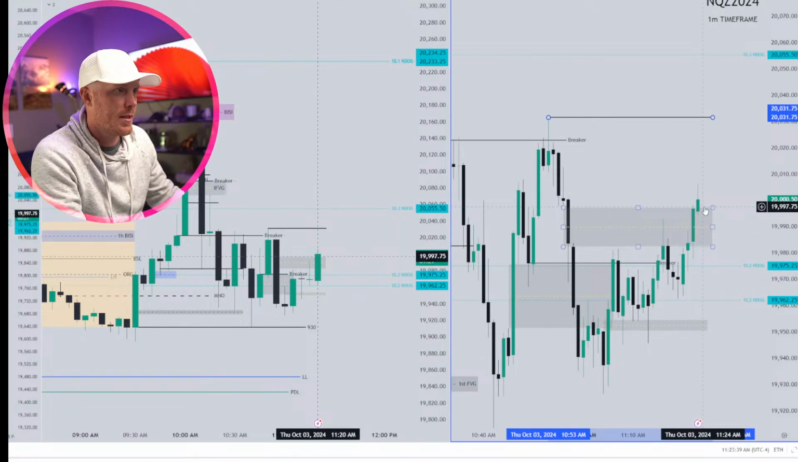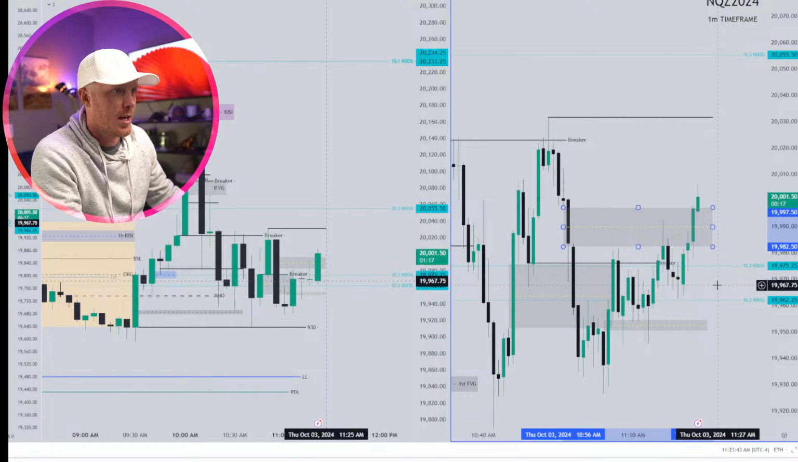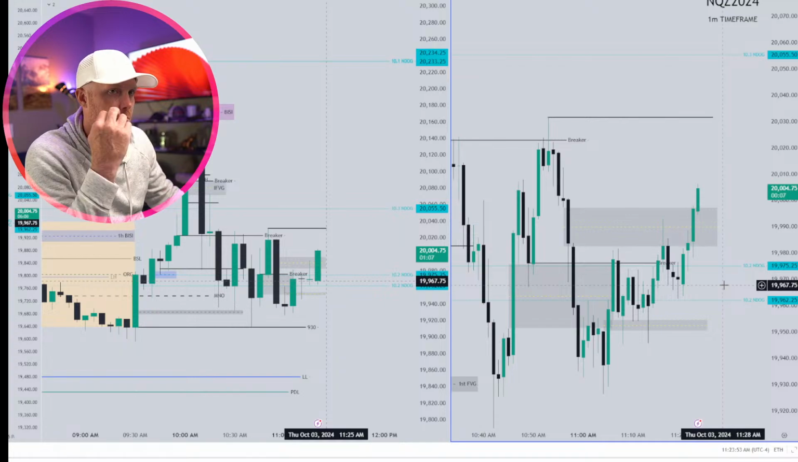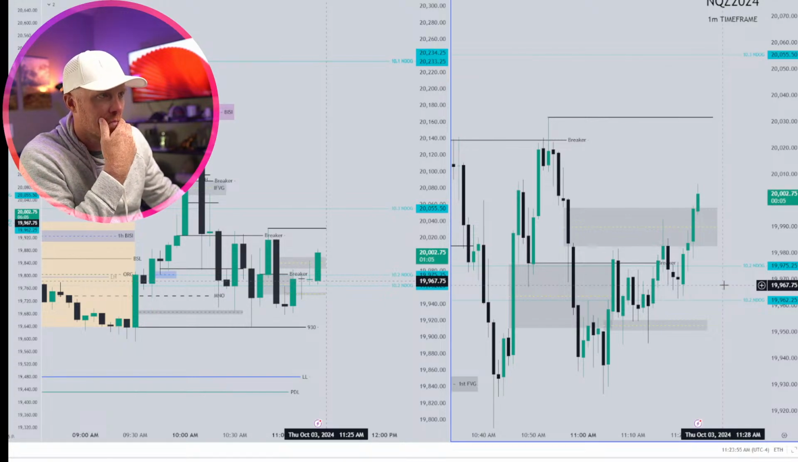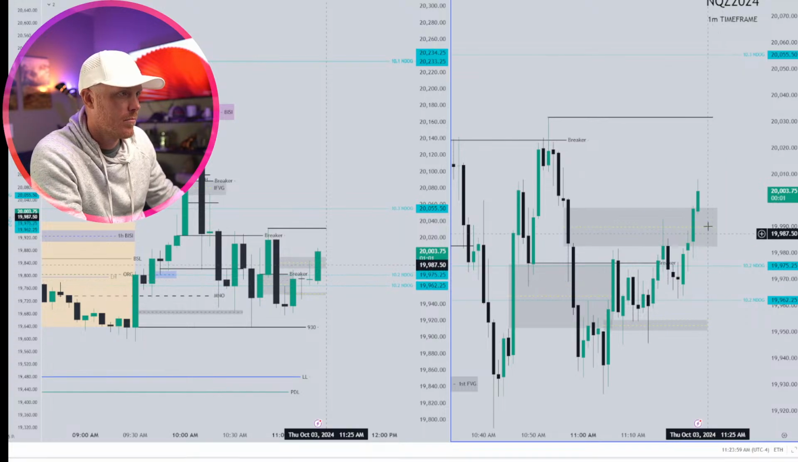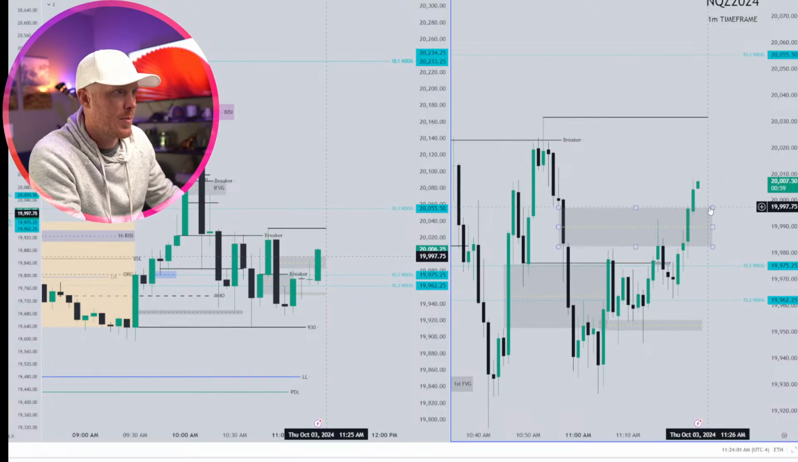So we'll take this and try to manage our risk appropriately. This fair value gap is about 15 handles. I would want to wait for a retracement into there because I don't want to take it high, but it could run without me. Wouldn't surprise me if it runs.